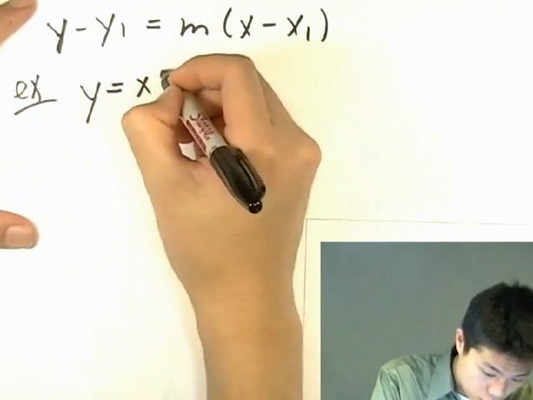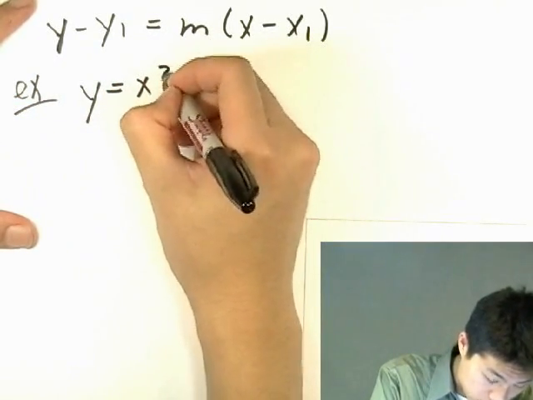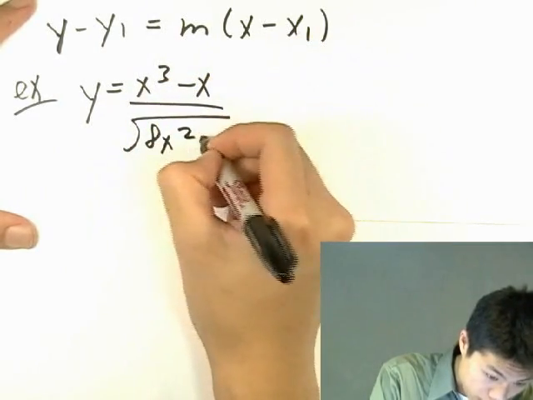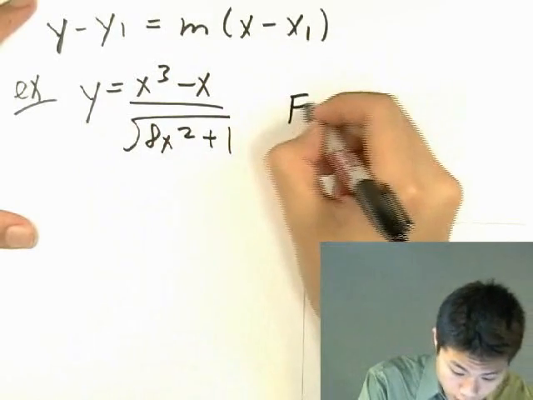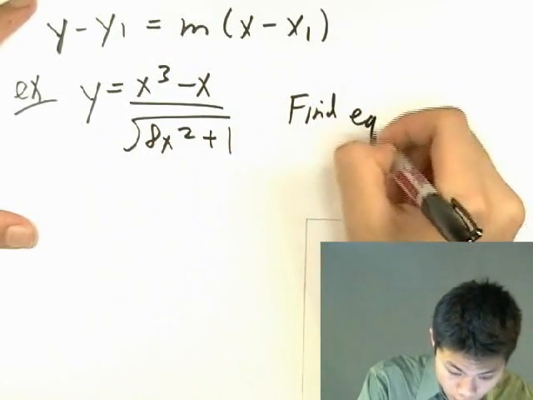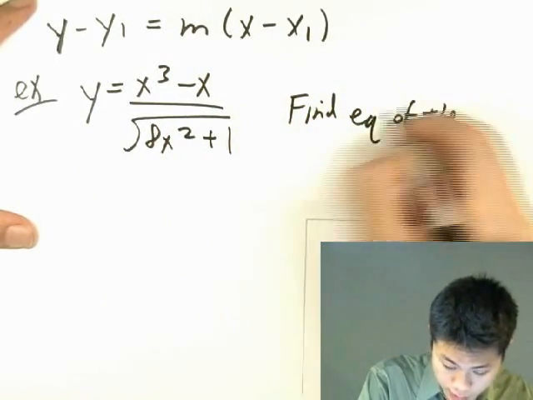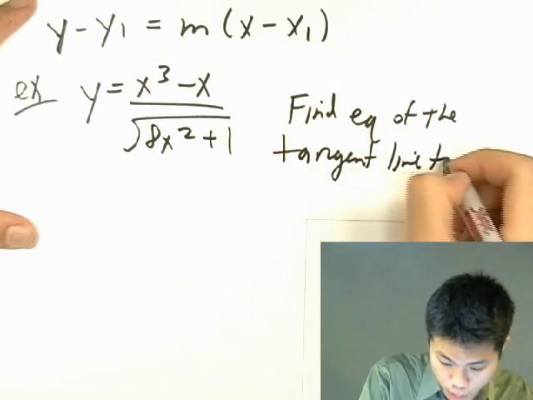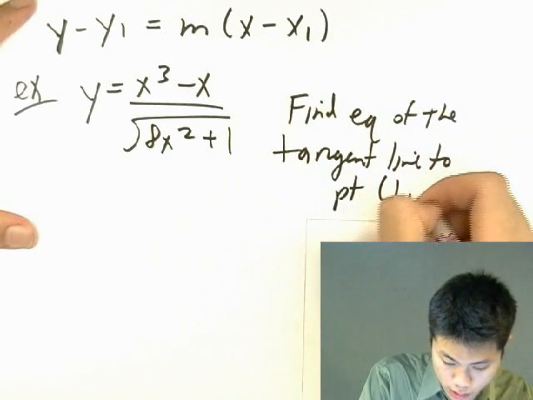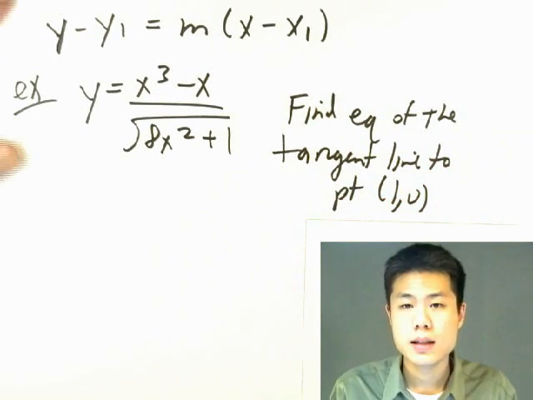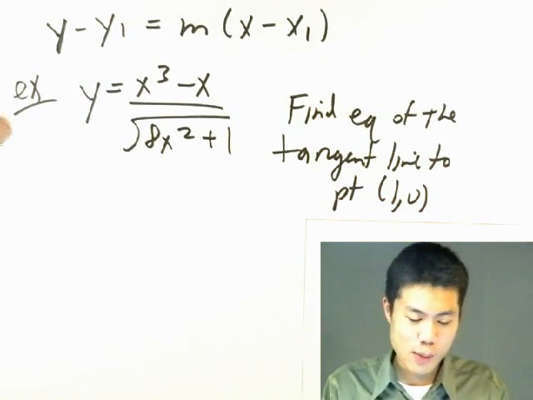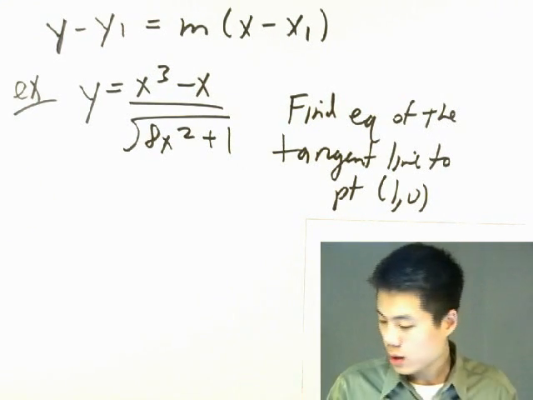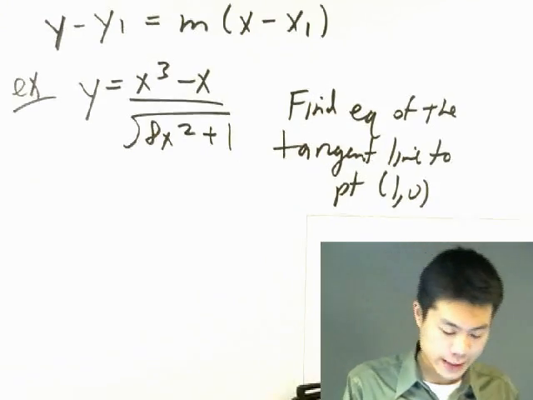y is equal to x cubed minus x, all over the square root of 8x squared plus 1. And I want you to find the equation of the tangent line at the point (1, 0). That's really messy, but I want you to find the equation of the tangent line. So we have to take the first derivative.